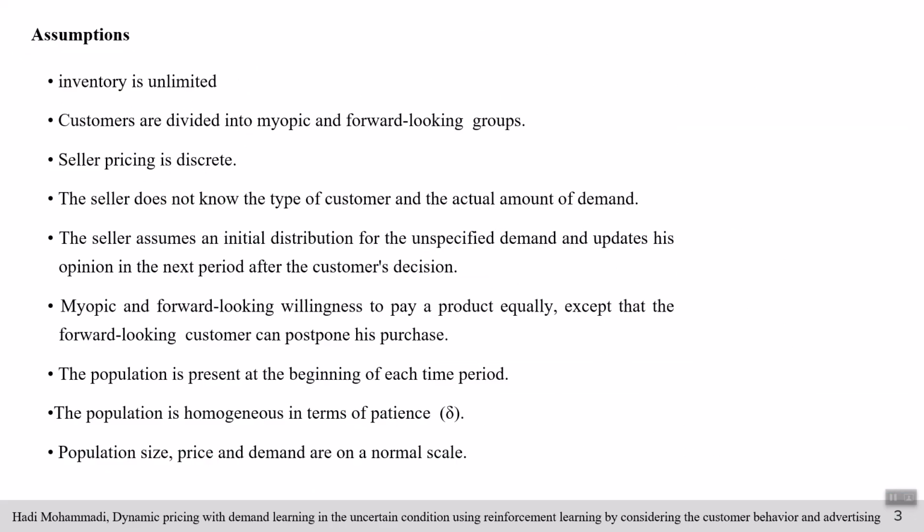We have some assumptions. Some of the most important is that the inventory is unlimited. The customers are divided into myopic and forward-looking. The myopic and forward-looking customers have the same willingness to pay, except that the forward-looking customer can postpone his purchase, and the population is present at the beginning of each period.